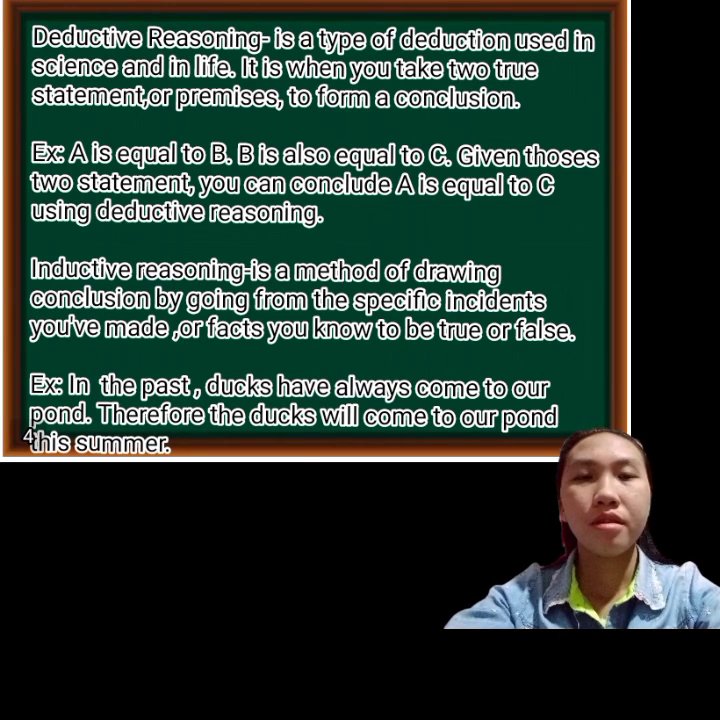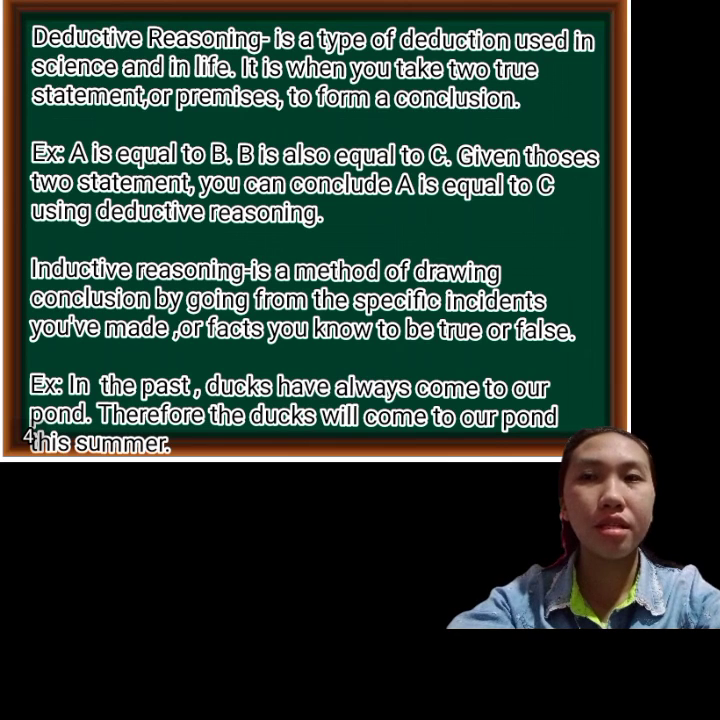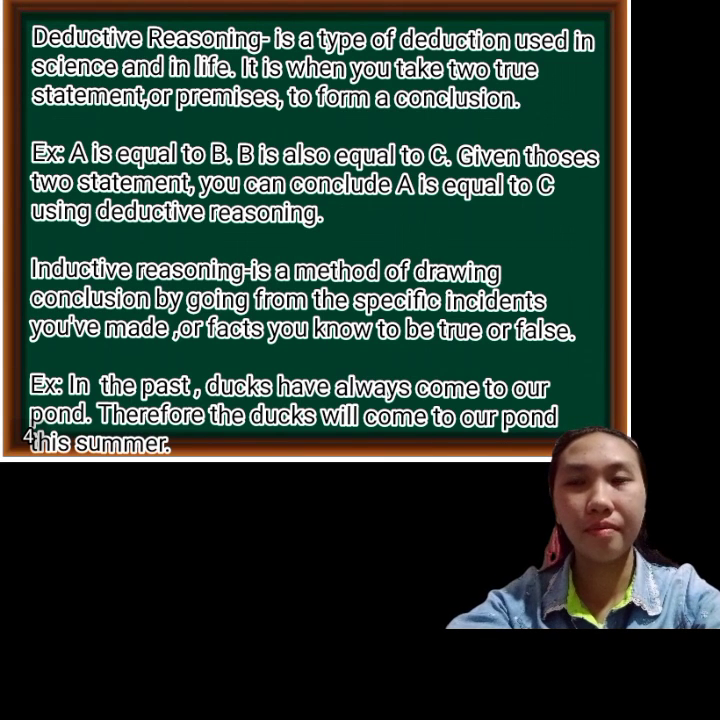For example, when we say premises, it is takes place. Examples: A is equal to B, then B is equal to C. Given those two statements, you can conclude A is equal to C using deductive reasoning.